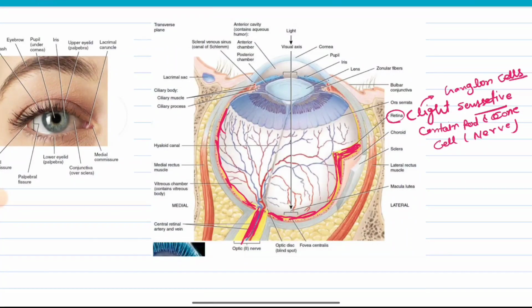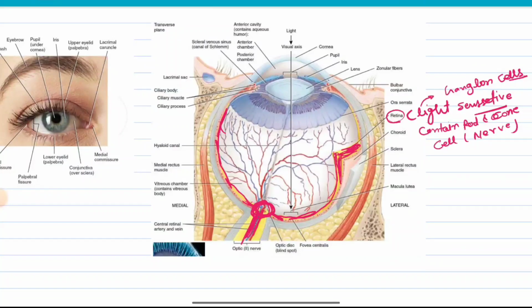These have melanopsin. At the junction of the optic nerve and retina, there are no sensory nerve cells, resulting in a blind spot. As we can see here, at the junction of the optic nerve and retina, there are no sensory nerve cells, and that results in a blind spot in our eyes.